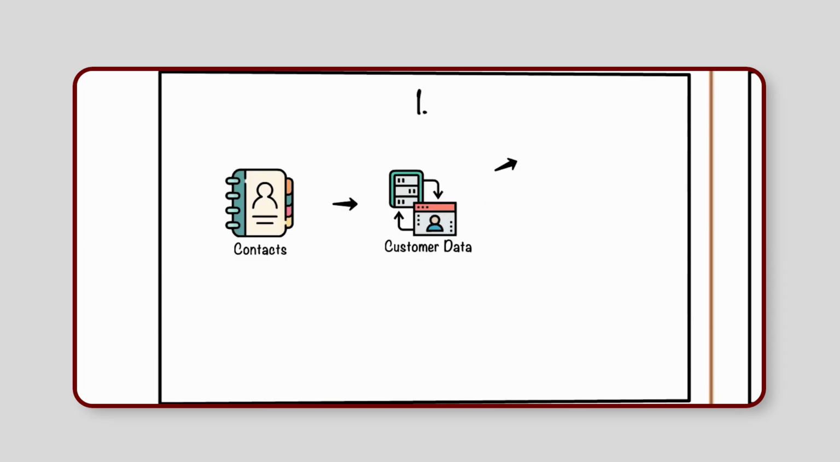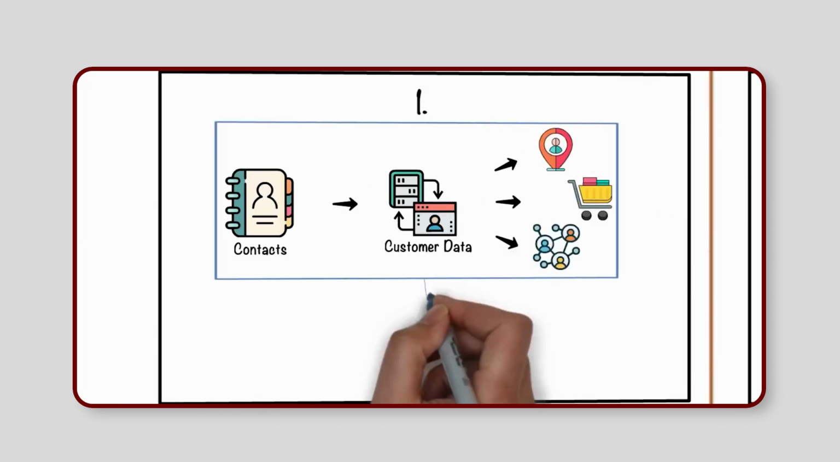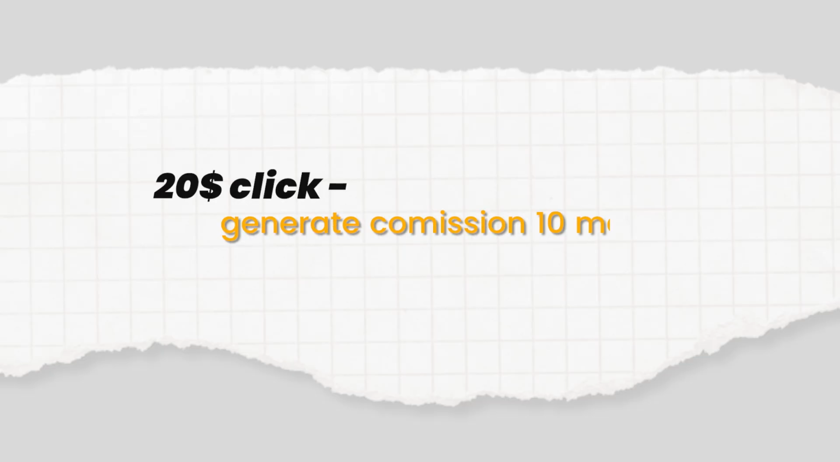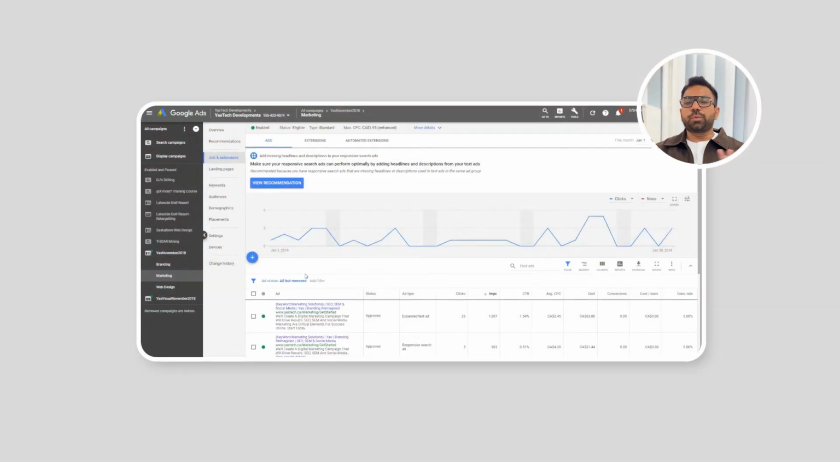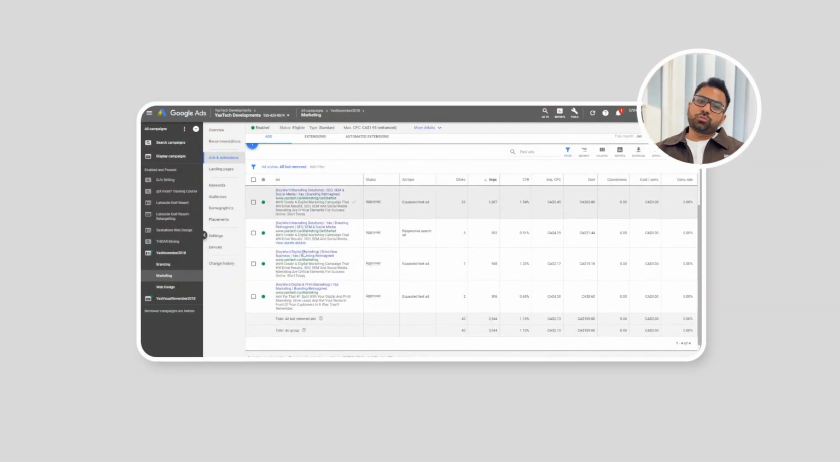The biggest challenge is the conversion gap. Real estate deals can take months or even a year. Without CRM tracking, clients won't see the connection between ads and sales. A $20 click today might generate a commission 10 months later. Tools can help, but campaign fragmentation works well too. Instead of one large campaign, use multiple small radius-based campaigns to protect the budget.